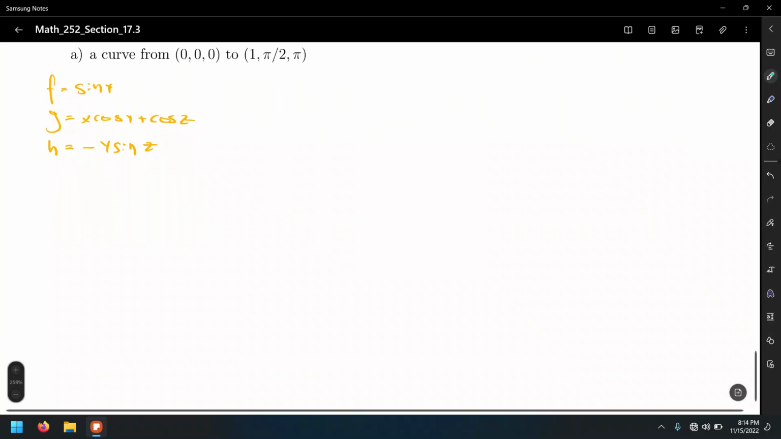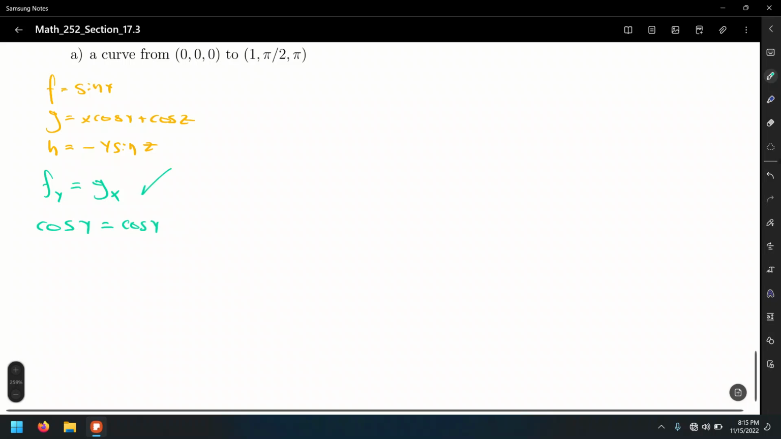So, is the partial of f with respect to y the same as the partial of g with respect to x? Let's find out. The partial of f with respect to y, that's the derivative of sine, which is cosine. That's cosine y, equals the partial of g with respect to x. Well, that's x cosine y, the derivative of x, which is 1, times cosine y, which is its constant multiple. And cosine z is constant because we're differentiating with respect to x. That's just going to leave us with cosine y, and indeed, the first condition is satisfied.